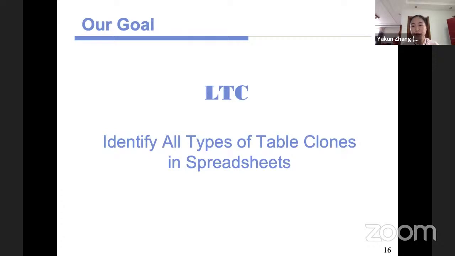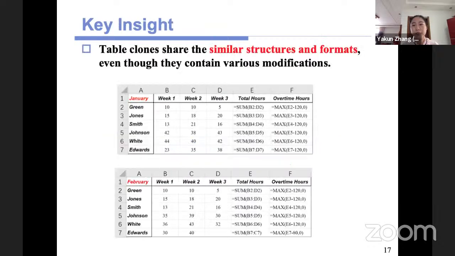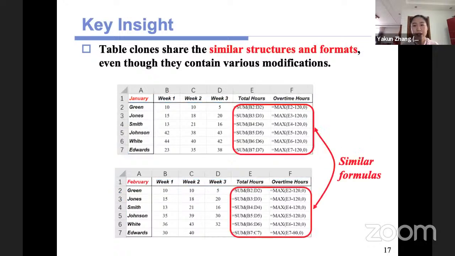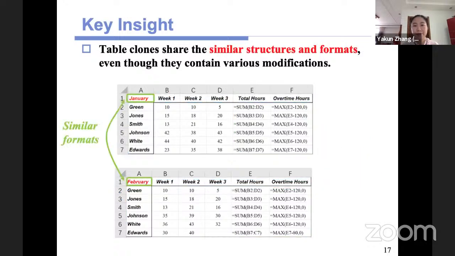Our goal is to automatically identify all types of table clones in spreadsheets, especially structure-changed table clones. We observe that although some table clones contain variations, they also share similar structure and formats. For example, the table clones share similar headers, similar formulas, and similar formats.